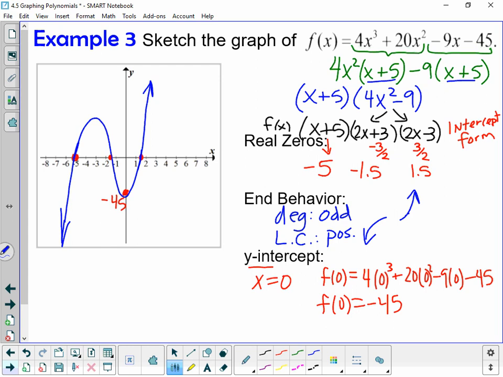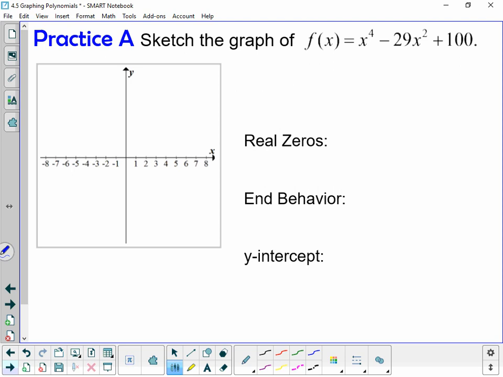Let's try one more like that where we have to factor. We want to sketch the graph of f of x equals x to the fourth minus 29x squared plus 100x. I think this is our first degree 4 polynomial to graph. Again, it's in standard form, so we can immediately tell what our end behavior is going to be.